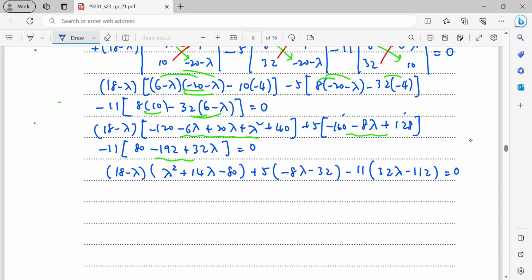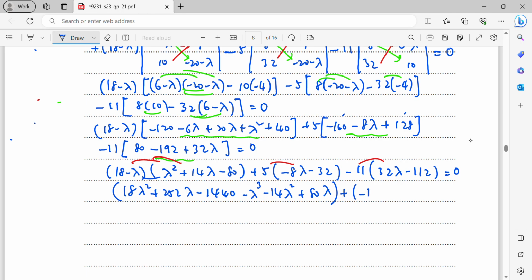Okay, then now final expansion. Just do another round of expansion. Just expand. I will get 18 lambda squared plus 252 lambda minus 1440. Okay, then here you expand. Minus lambda cubed minus 14 lambda squared plus 80 lambda. So I get all these terms from the first expansion. And then plus, here when you expand, it will be negative 40 lambda.